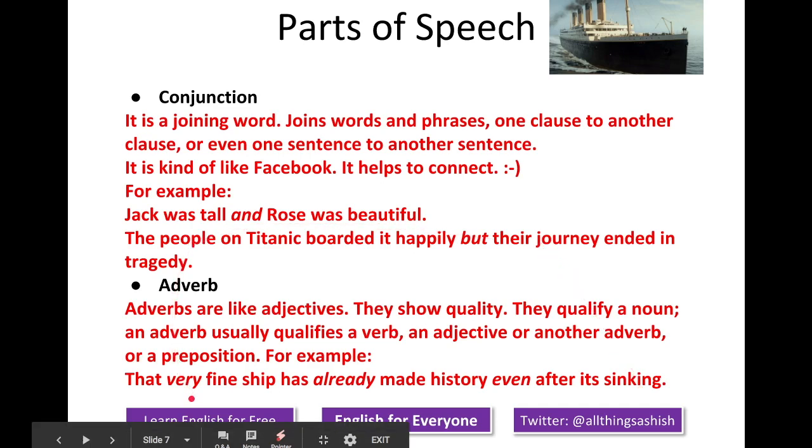So over here, fine is an adjective, and very tells us the quality of the adjective fine. Then we have the verb made here, and already shows to us the quality of made. And here we have the preposition, and even the adverb is qualifying this preposition.